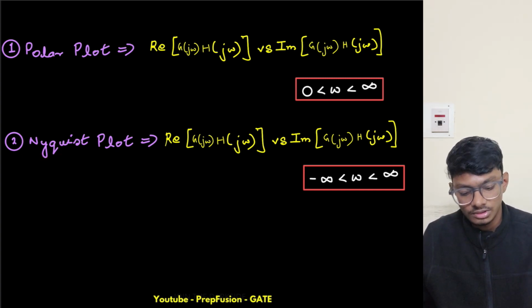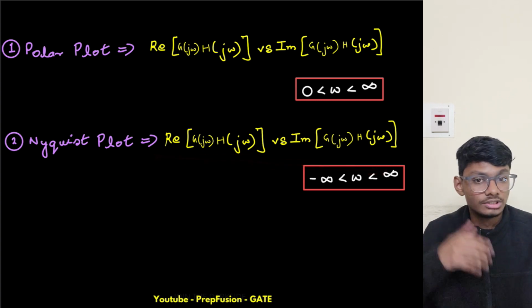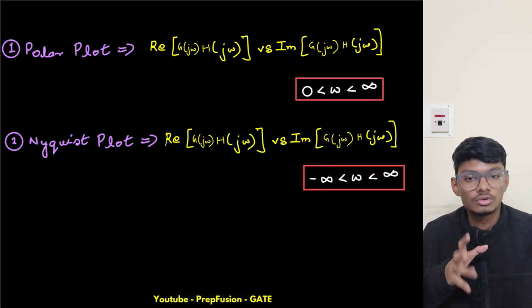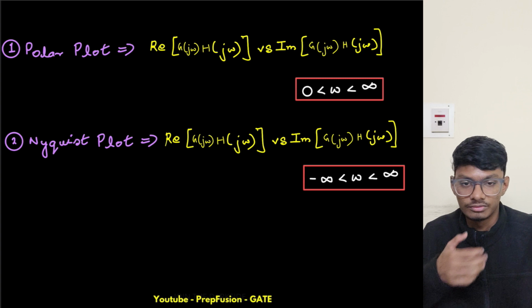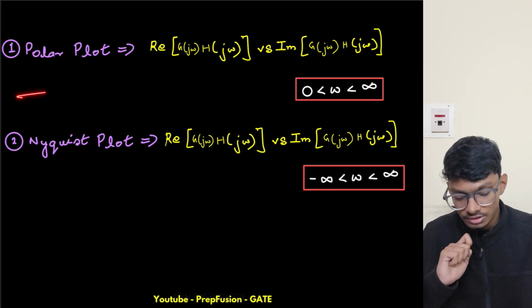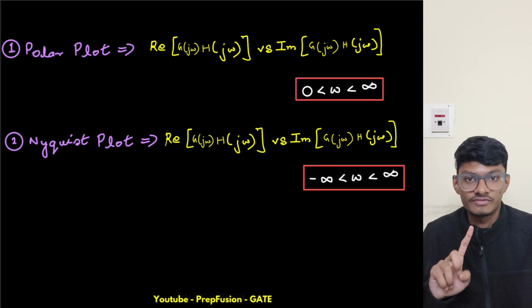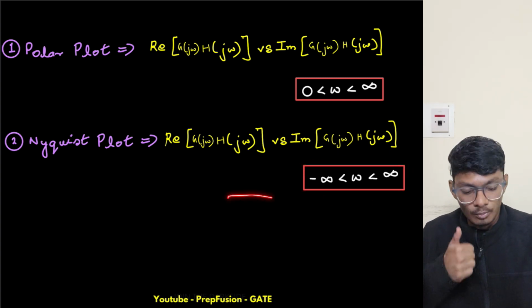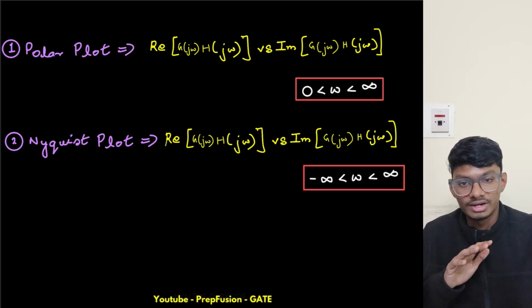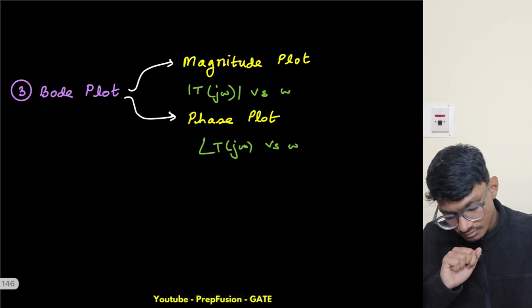And what is my Nyquist plot? The Nyquist plot is also the same, but it uses different principles also. That we will understand when we study the Nyquist plot chapter. So first we will study the polar plot. But here, what is the main important difference? My omega is varying from minus infinity to plus infinity, so omega contains all the real values.